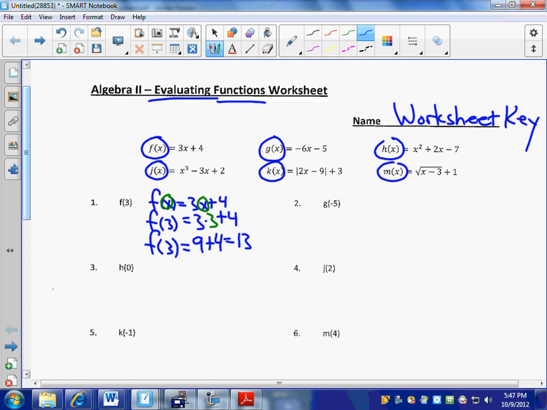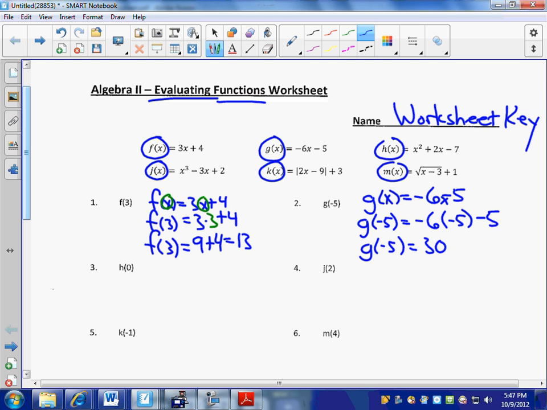So g of negative 5. Well, g of x is equal to negative 6x minus 5. So g of negative 5 is going to be equal to negative 6 times negative 5 minus 5. So g of negative 5 is equal to negative 6 times negative 5 is 30, minus 5 is 25.